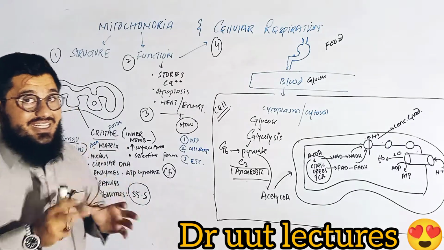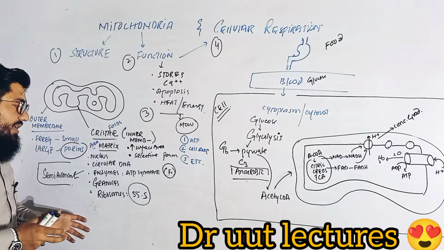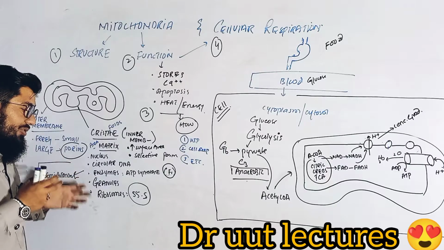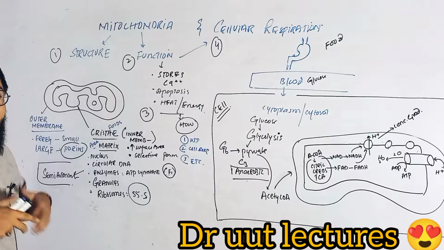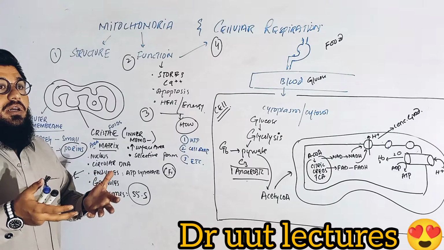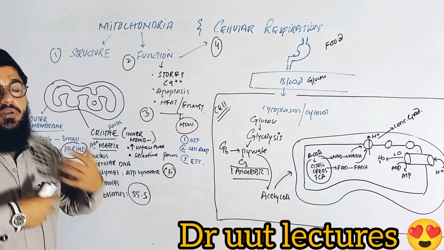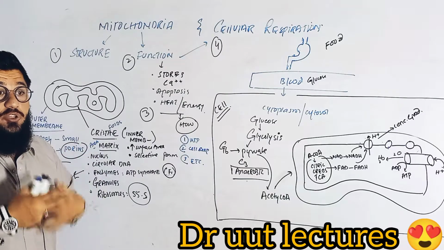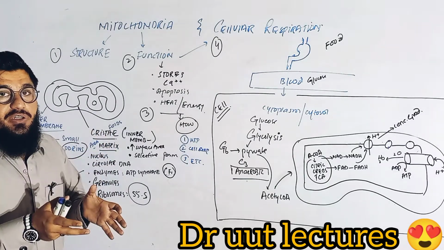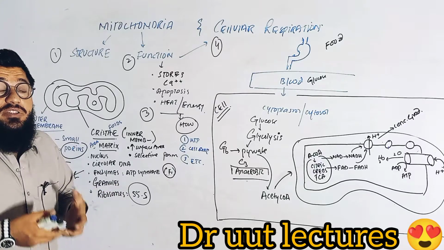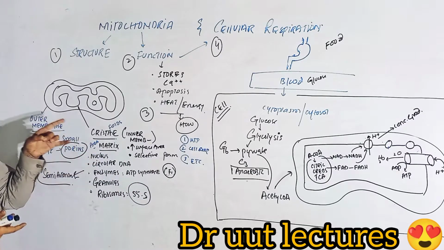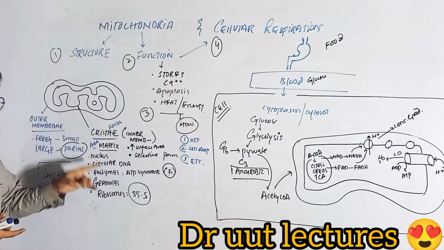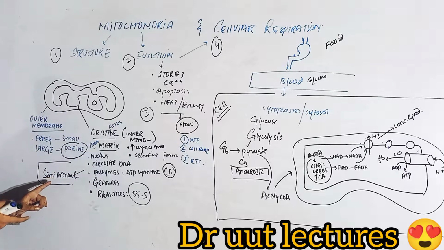So because of this DNA, these enzymes, this nucleus and ribosomes, the mitochondria is able to synthesize to a large extent its own stuff, its own DNA, its own proteins. Because of this ability to synthesize its own proteins and its own DNA, this organelle, the mitochondria, is called a semi-autonomous organelle.